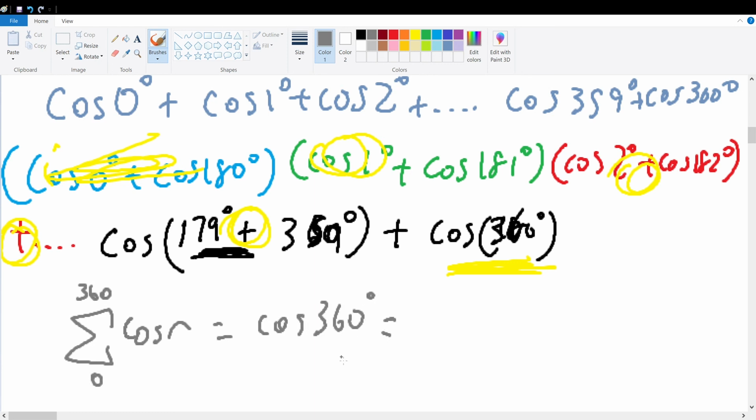And now we all know what this equals. This equals 1. So that's your answer.